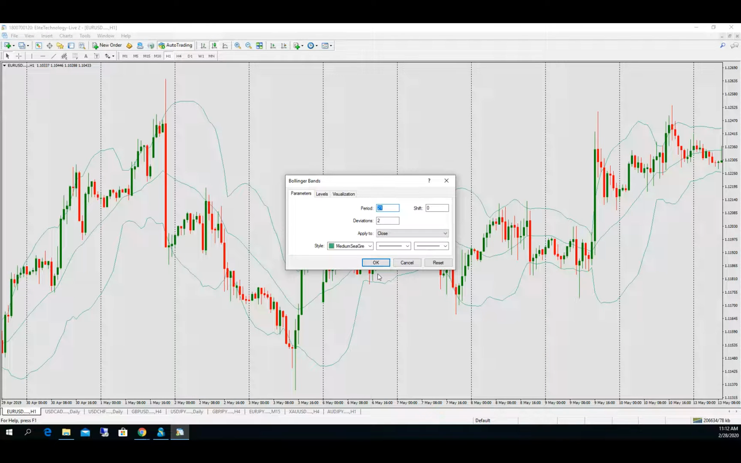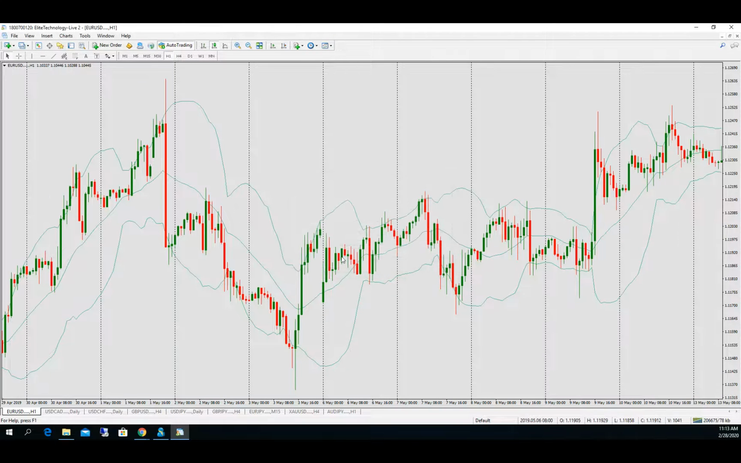Those are the parameters that you should set. The period is 21, shift should stay at 0, and the deviations set to 2. Then just press OK. Here I already have this on the chart, and what I would like to show you is a system which gives you great signals, mostly for reversal opportunities.